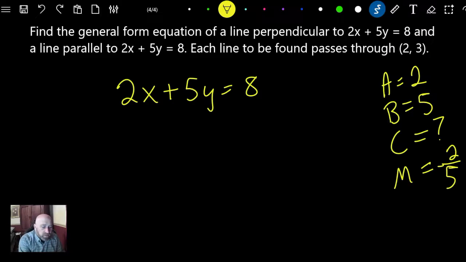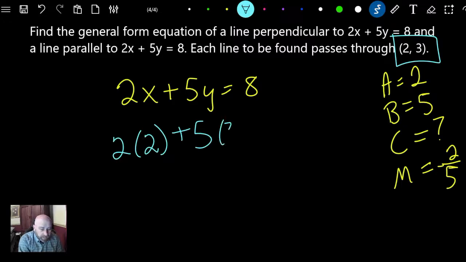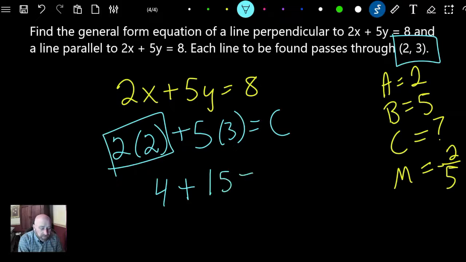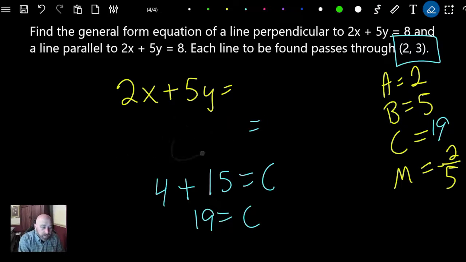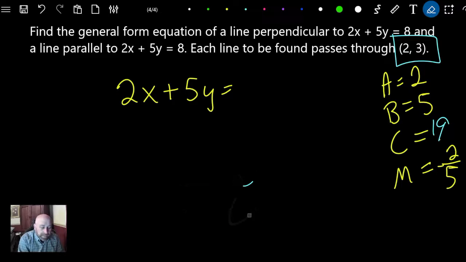All we have to do is solve this for that point. So we plug this point in. So 2 times 2 plus 5 times 3 equals c. That's all we've got to do. So there we go. We have 4 plus 15 equals c, or 19 equals c. There we go. So let's put 19 here in c. And now, instead of the 8 right there, we're going to get rid of that for now, and we're going to plug in 19 as c. And there is the solution for the parallel part to that line.